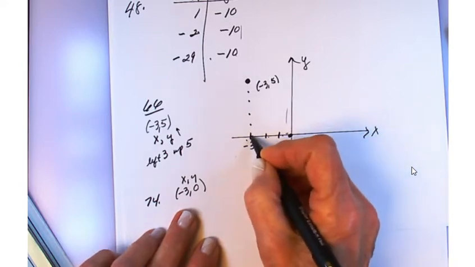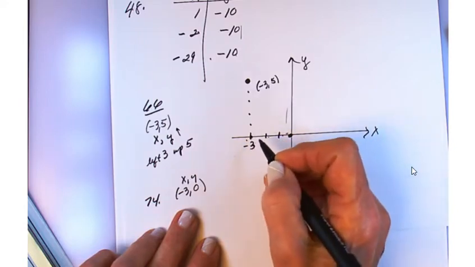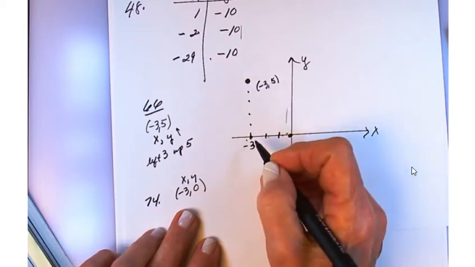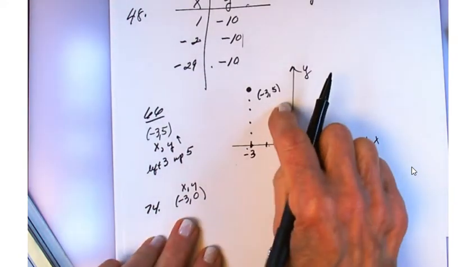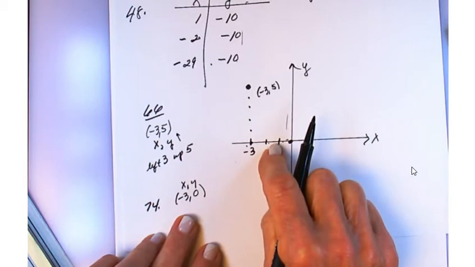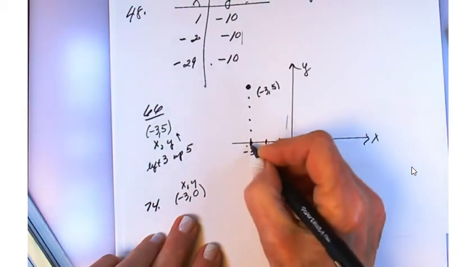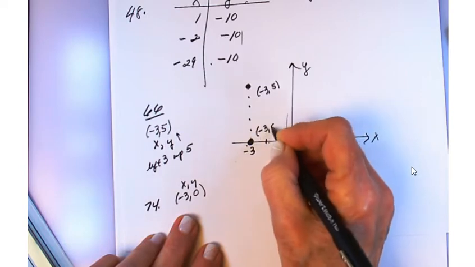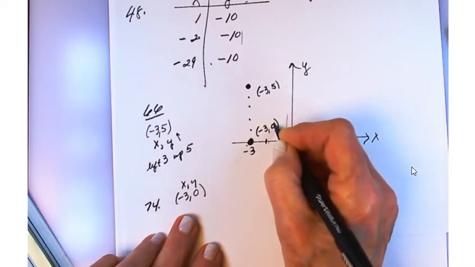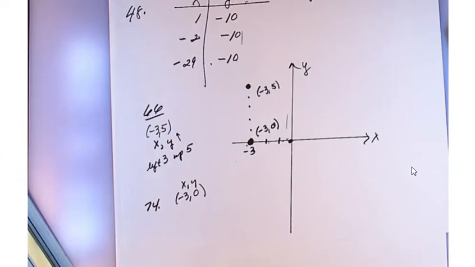Make sure that we're on 66. Minus 3, 5 we plotted, and then 74, we're at minus 3, 0. So this point right here is the point minus 3, 0. Do not move it up, down, right, or left. Okay?